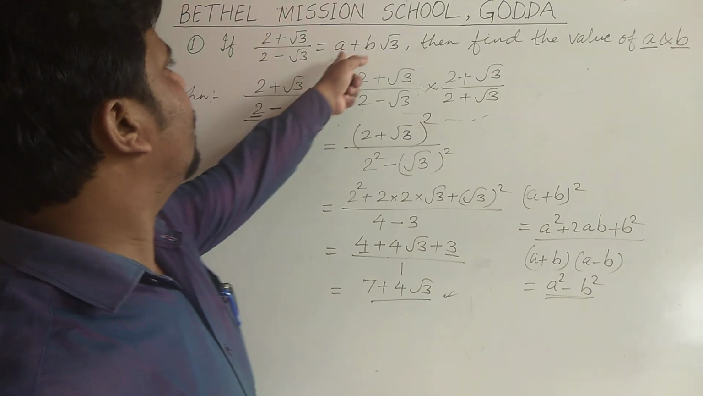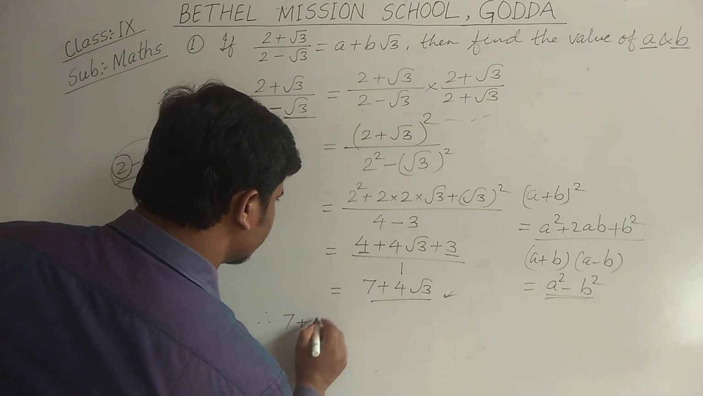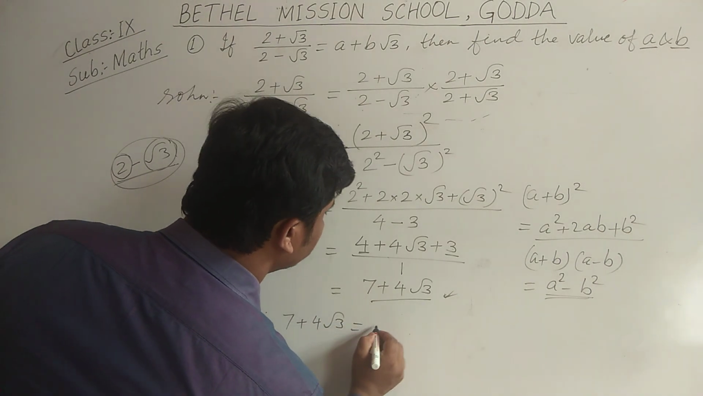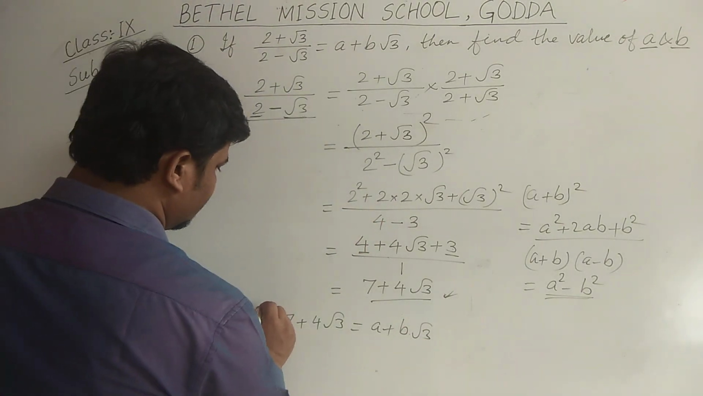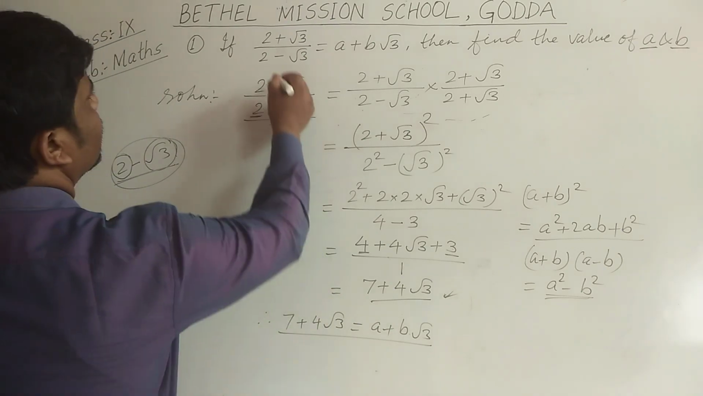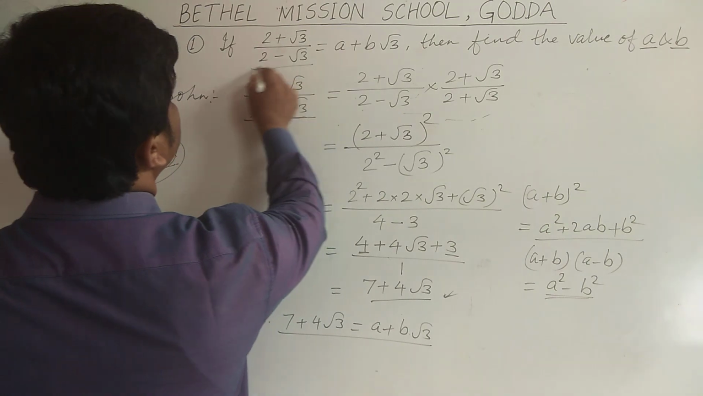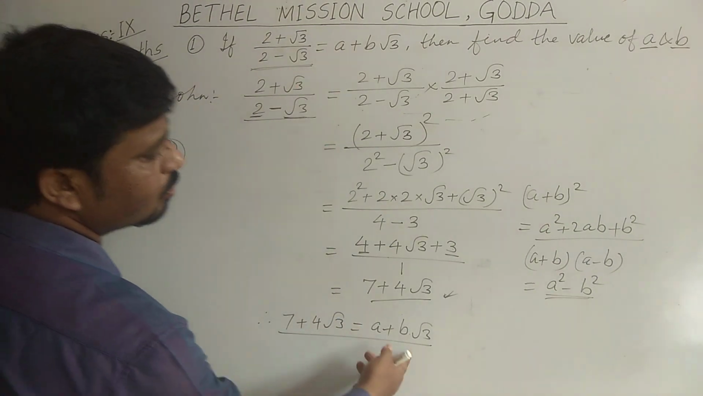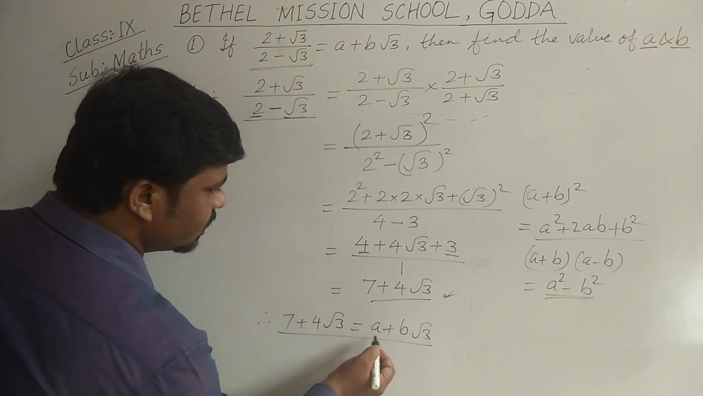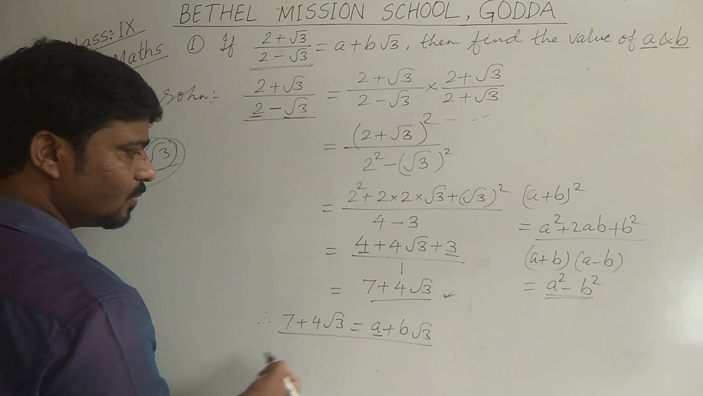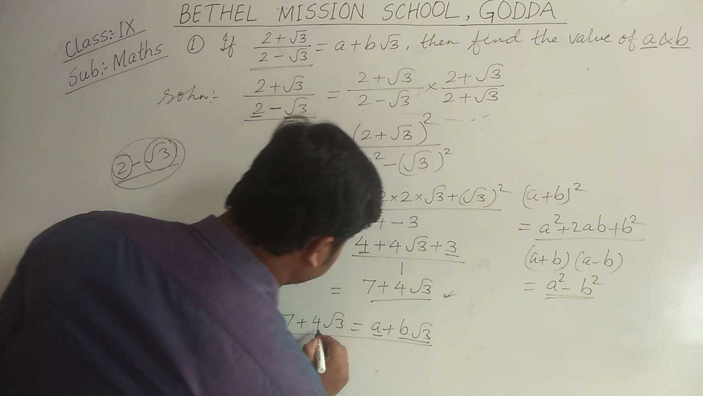Now we have to find the value of a and b. Therefore 7 plus 4 under root 3 equal to a plus b under root 3. That means 2 plus under root 3 upon 2 minus under root 3 equals a plus b root 3, and we got its value, so this equal to this we can write. Now how can we find the value of a and b? You see this a is the rational part, and this b is the part of this portion.